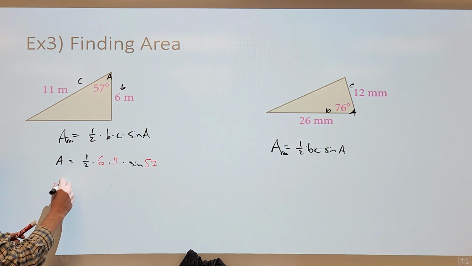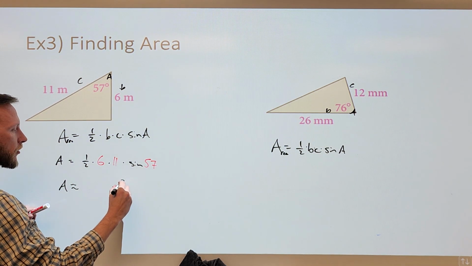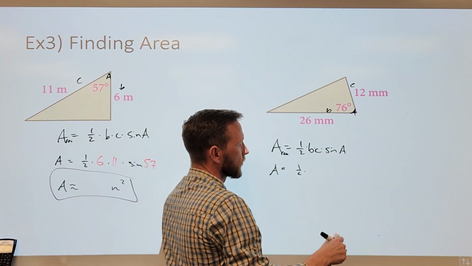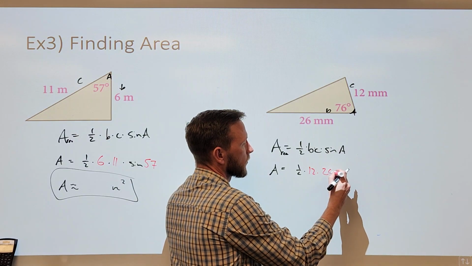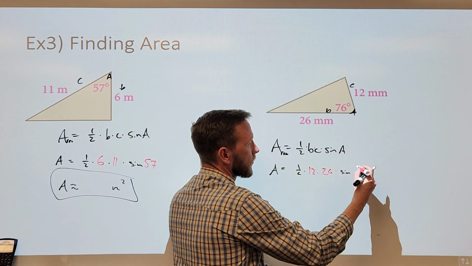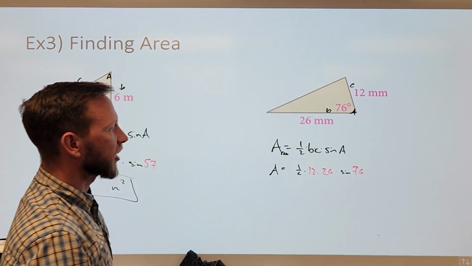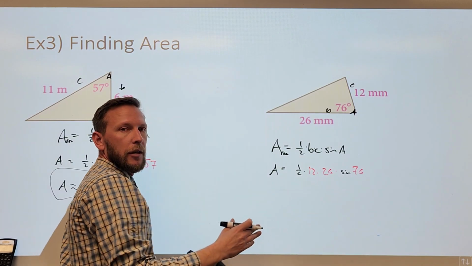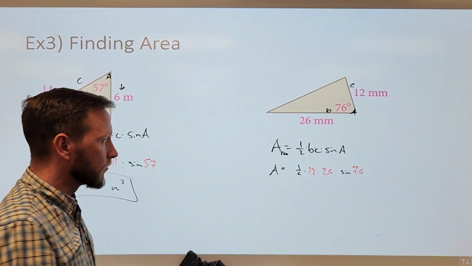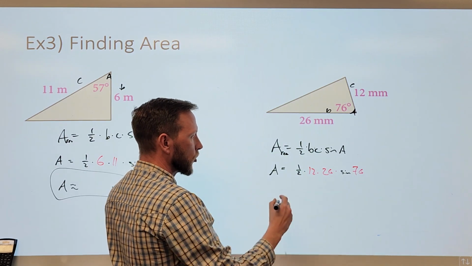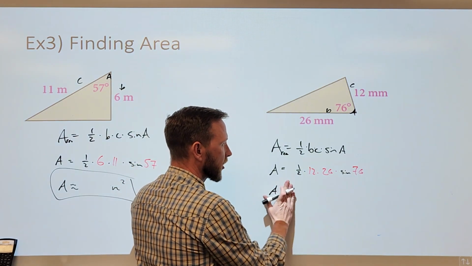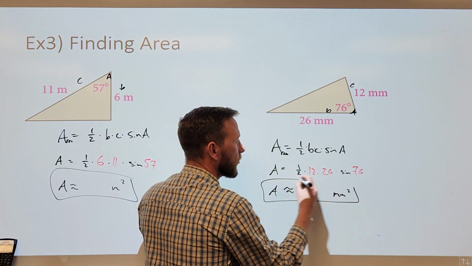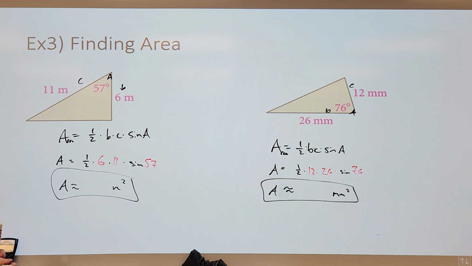And let our calculators do the work. When we do the work, we're going to get an approximation in square meters. Now, one of the things I did here is I said, oh, wait, I thought that B was 26, but here you wrote B was 12. The point there is it doesn't matter. So if you're using your calculator and you take 1 divided by 2 times 12 times 26 times the sine of 76, you are getting an approximation of how many square millimeters that is going to be. So let your calculator do that work.